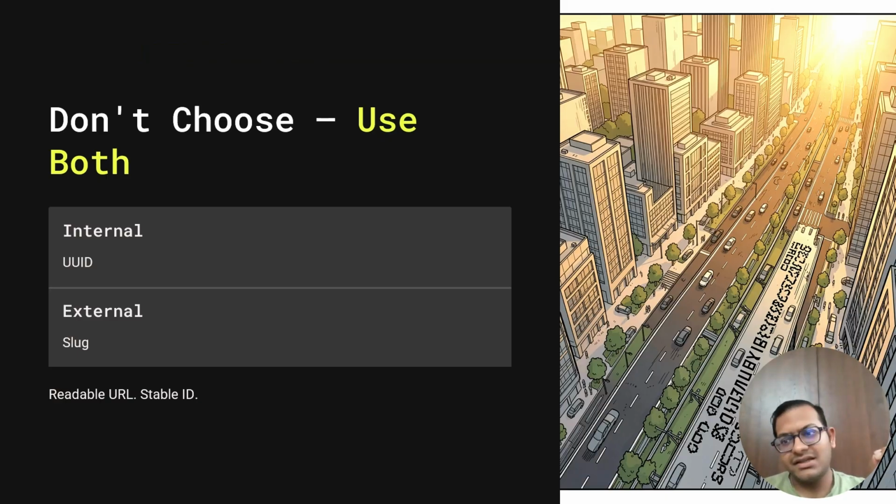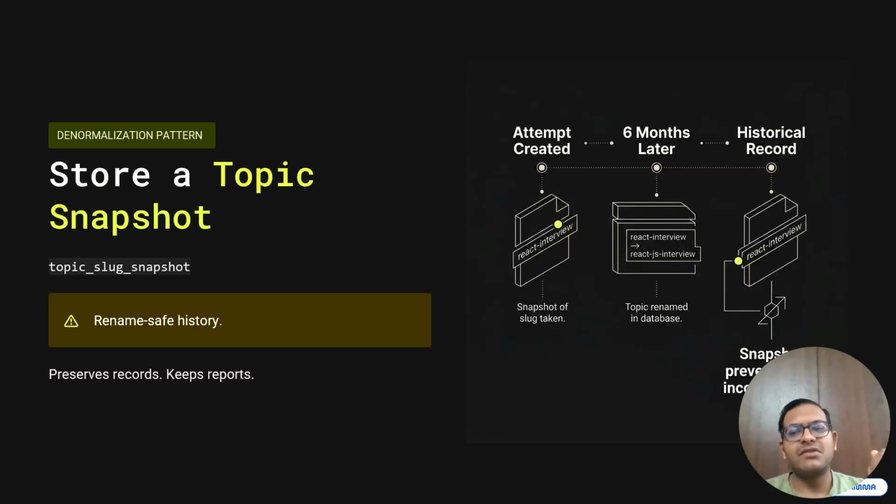The mistake is thinking that you must choose one. You don't. Internally, use UUID for identity and externally use slug for routing. That's usually the best possible combination. Users get a readable URL and the database gets a stable identifier. This is one of those small decisions that prevents future bugs.